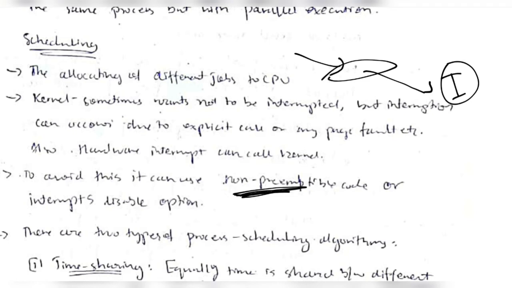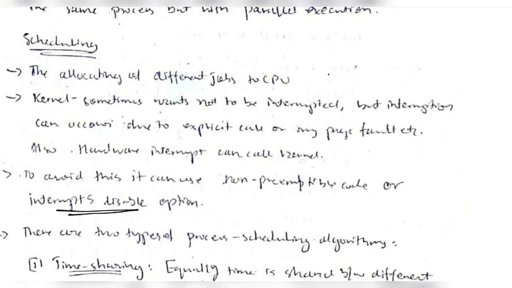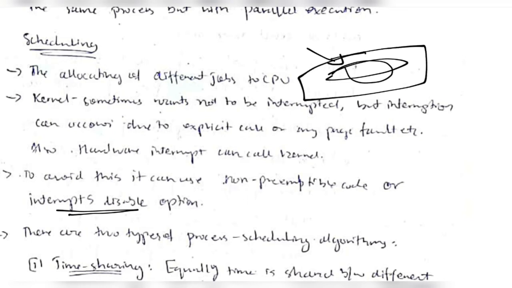The second one is the interrupt disable option. When the kernel is performing the important task, at that time all the interrupts are disabled, so that no function can make a call to the kernel until it completes its task.